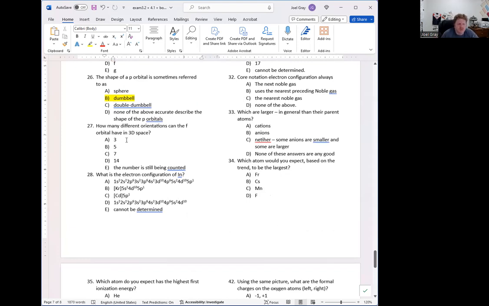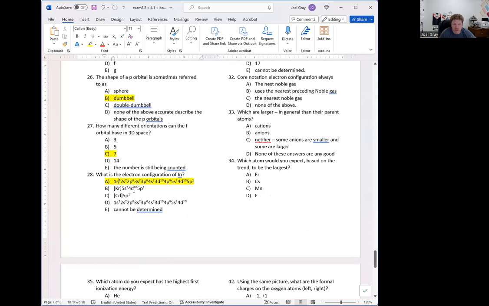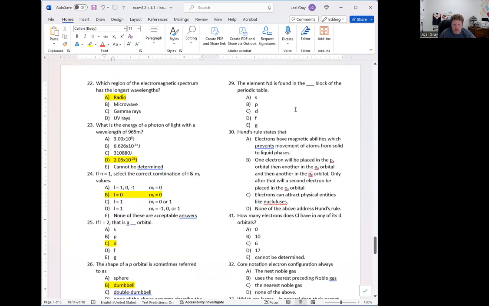Okay, 27. How many different orientations can the f orbital have in 3D space? The f orbital can have 7 different orientations. C. Number 28. What is the electron configuration of indium? Correct answer is A. Now, B is accurate, but that is not the electron configuration. That's the core configuration, the core notation. So, yeah, A is the correct answer.